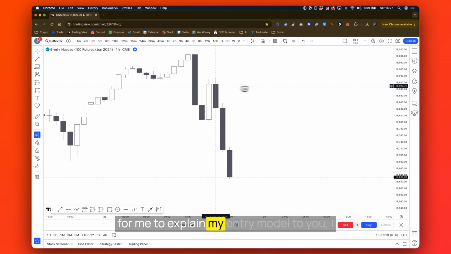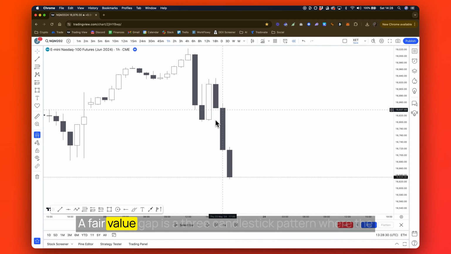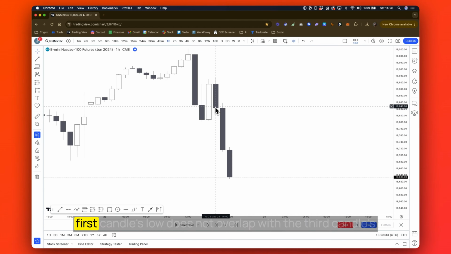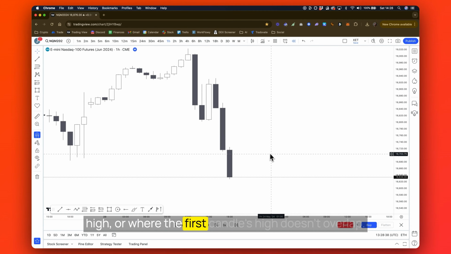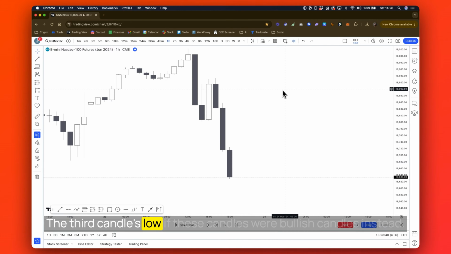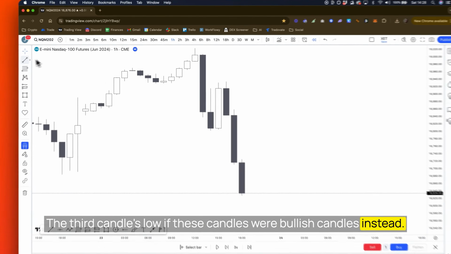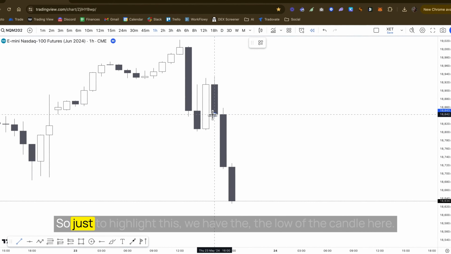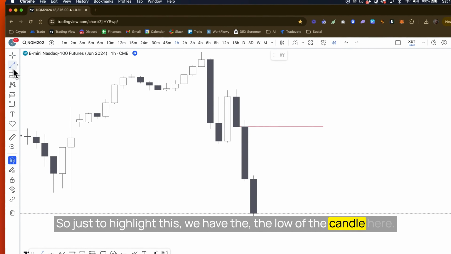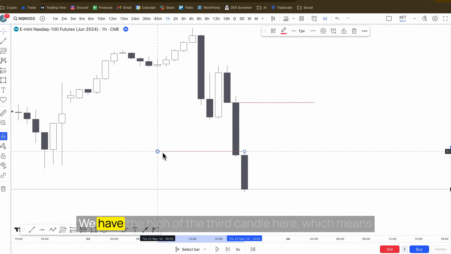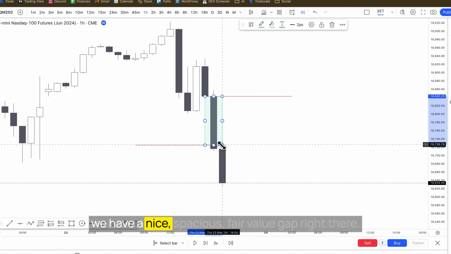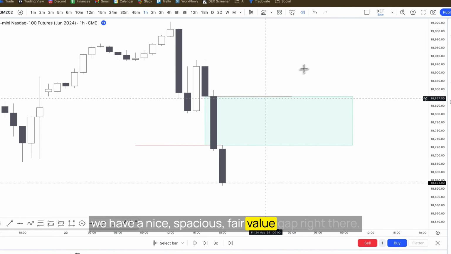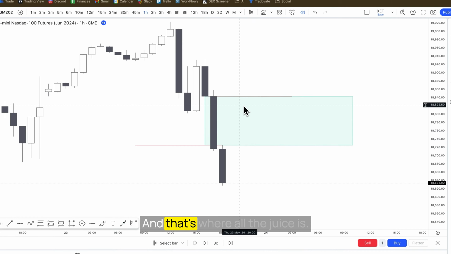For me to explain my entry model to you, I first need to go over what a fair value gap is. A fair value gap is a 3-candlestick pattern where the first candle's low does not overlap with the third candle's high, or where the first candle's high doesn't overlap the third candle's low if these candles were bullish candles instead, but we have bearish candles here. So just to highlight this, we have the low of the candle here, we have the high of the third candle here, which means we have a nice spacious fair value gap right there. And that's where all the juice is.